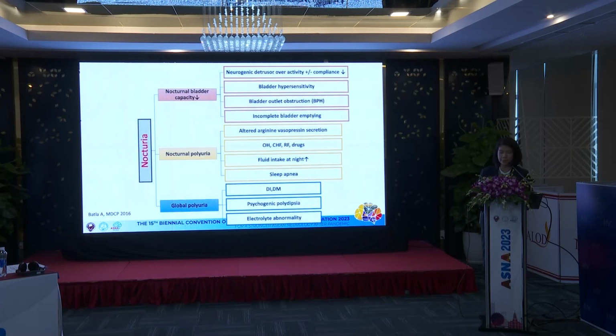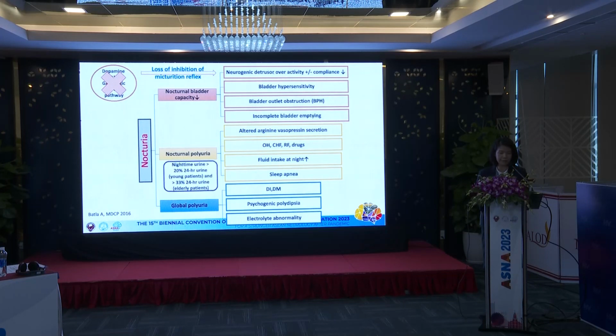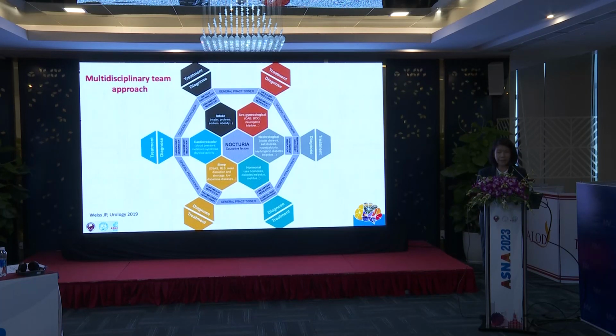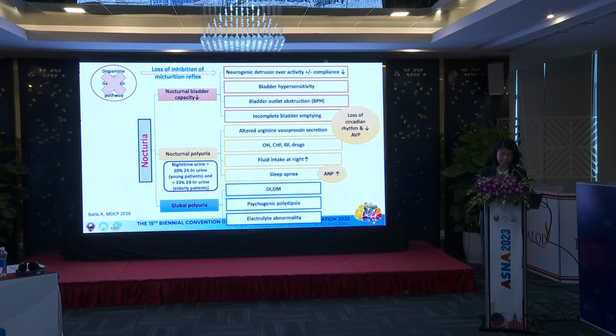The proposed mechanism of nocturia is still unclear, but we believe that it might be from the loss of inhibition of the micturition reflex from degeneration of the dopaminergic pathway, causing a hyperactive neurogenic bladder. So patients have to go to the toilet many times during the night. The other mechanisms might be nocturnal polyuria and global polyuria. Nocturia is one of the most difficult problems to manage in Parkinson's disease.